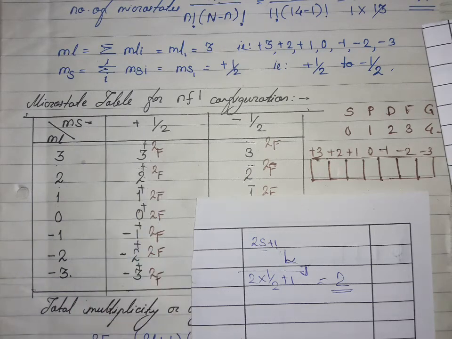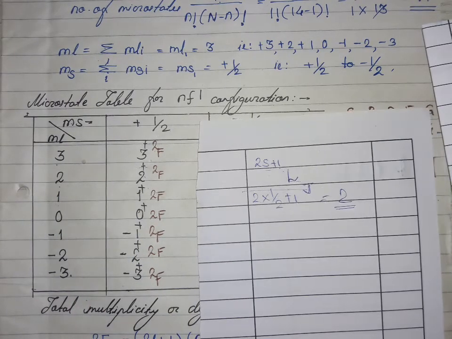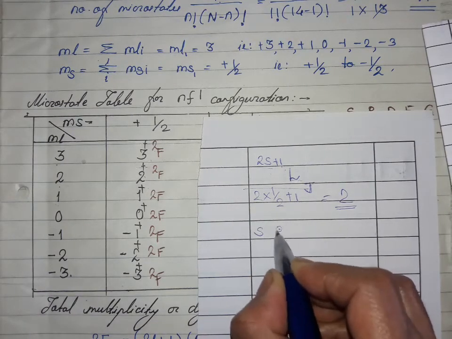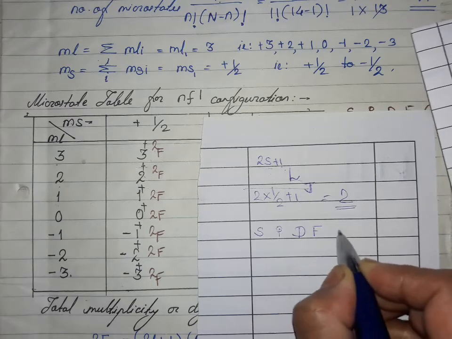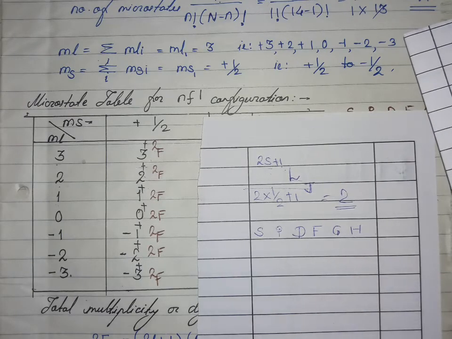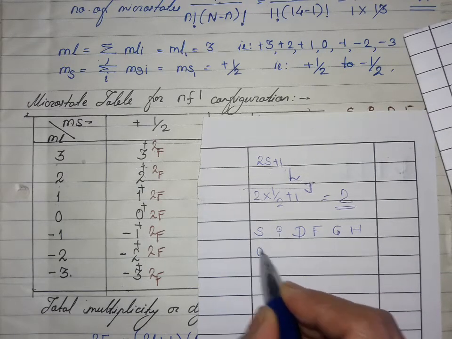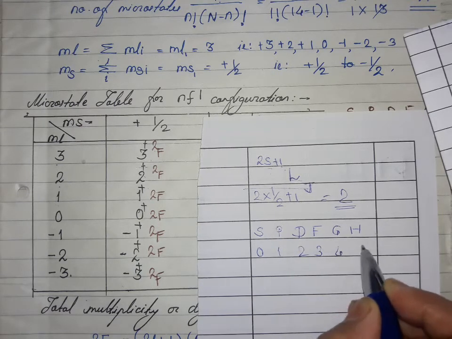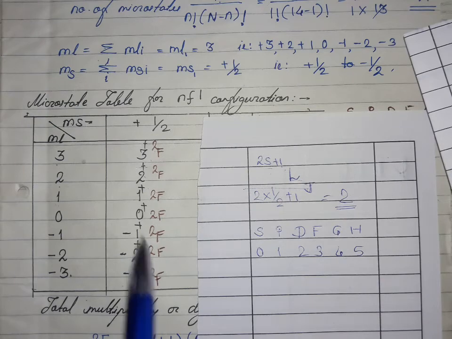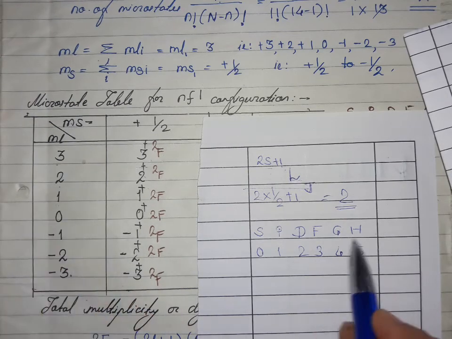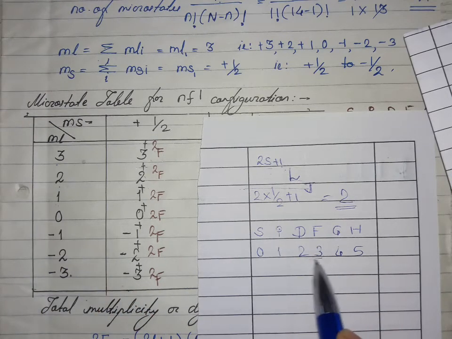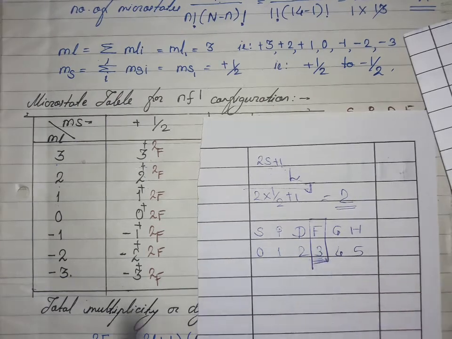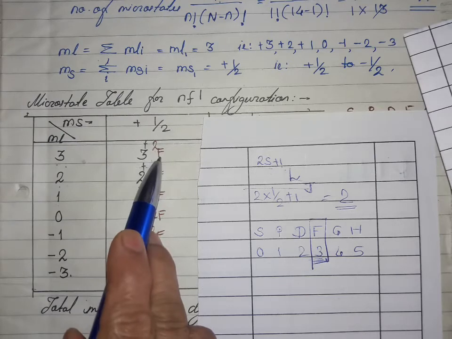And what about term? We already discussed terms. There are different terms: S, P, D, F, G and H. These are terms, and these are ML values: 1, 2, 3, 4 and 5, and 0, 1, 2, 3. If ML is equal to 3, then term must be F.